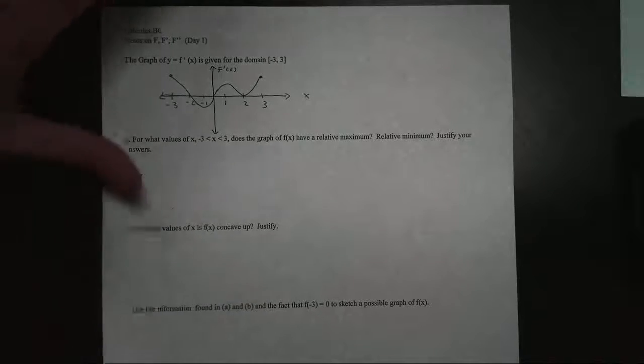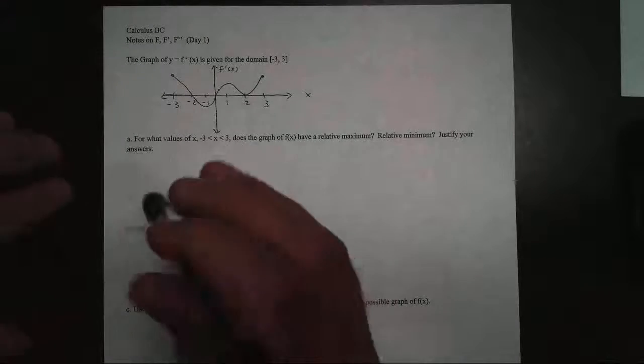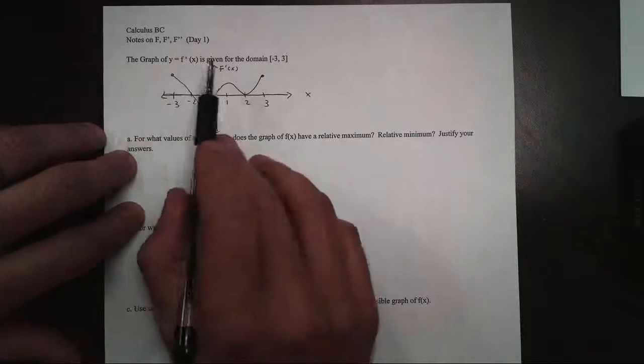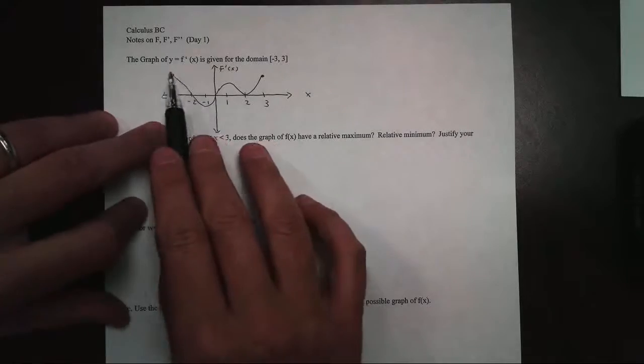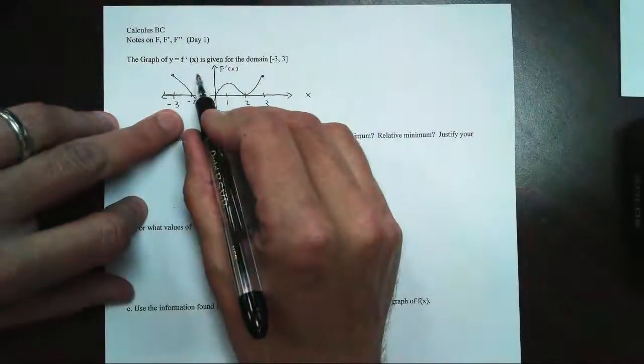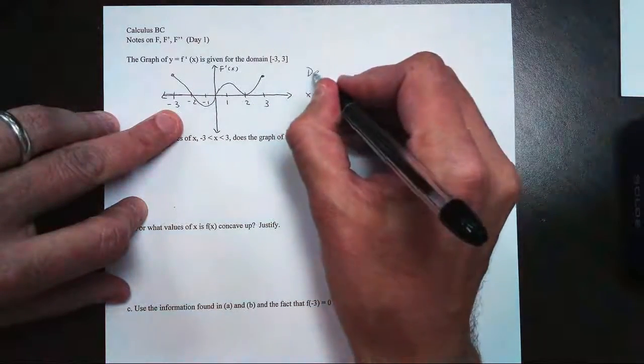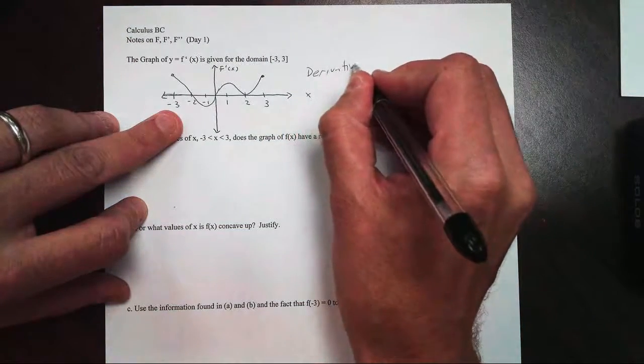Hi, today we're going to look at the relationship between the function, its derivative, and the second derivative. Now the most important thing to always remember is what you're given. For example, in this graph right here, we're given the derivative graph. So I'm going to identify that. This is the derivative graph.